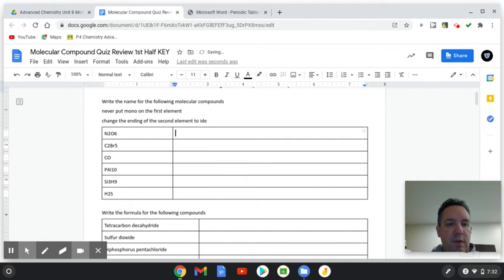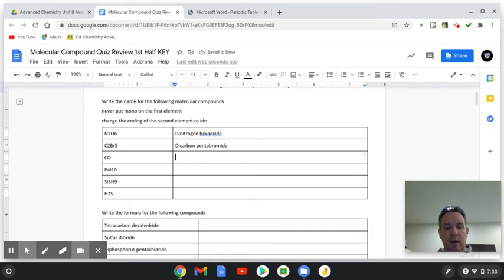So the first one, you have 2 nitrogens. So it's dinitrogen. And there's 6 oxygens. So it's hexaoxide. If I were you, I would have these prefixes written on a sheet of paper or on your periodic table so you can easily access them on Thursday. The second one is dicarbon, and then there's 5 bromines, so it's pentabromide. You have to change the ending to IDE.